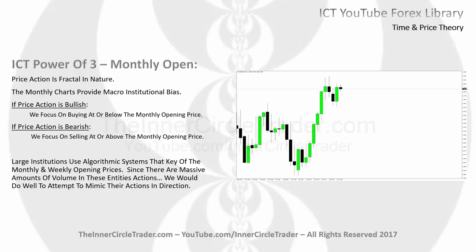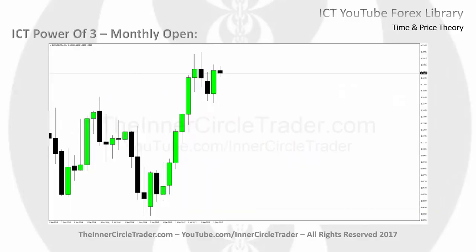Now, large institutions use algorithmic systems that key off of monthly and weekly opening prices. Since there are massive amounts of volume in these entities' actions, we would do well to imitate or mimic their actions and directional bias. So let's take a closer look at this monthly chart. This is the euro dollar.